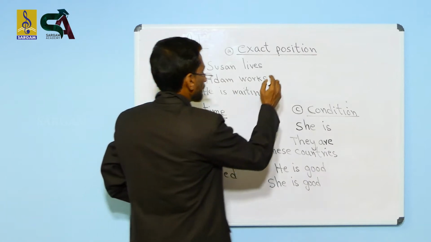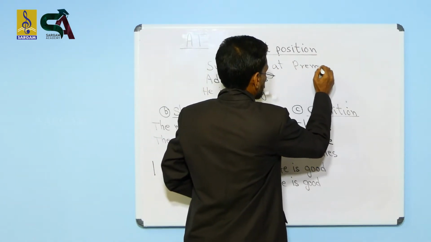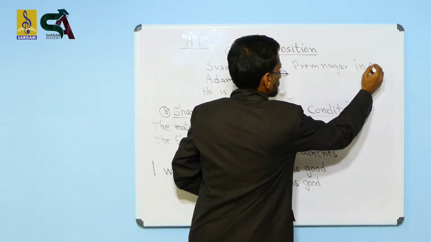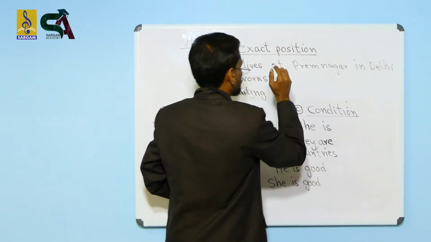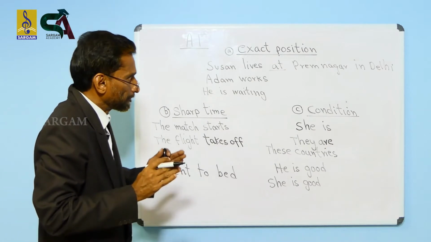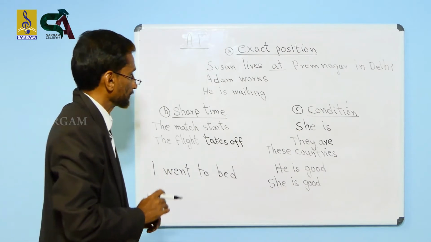Susan lives at Premnagar in Delhi. Susan lives at Premnagar in Delhi. The exact position, location where Susan lives.